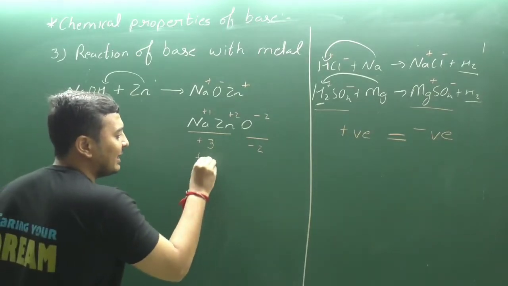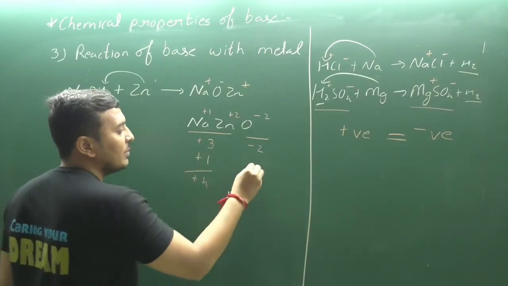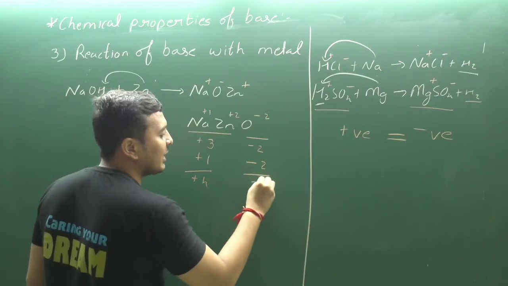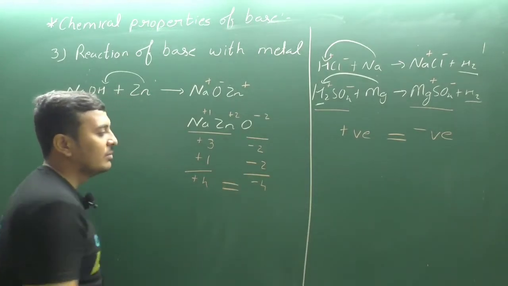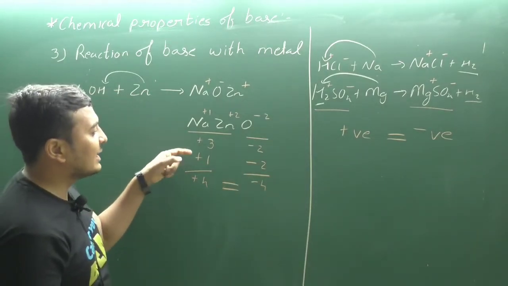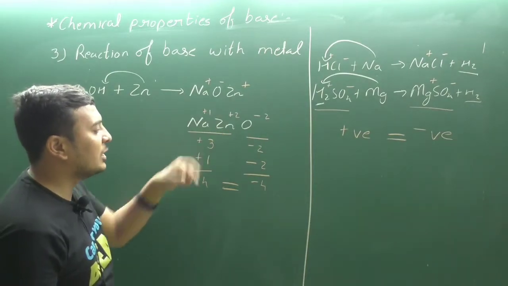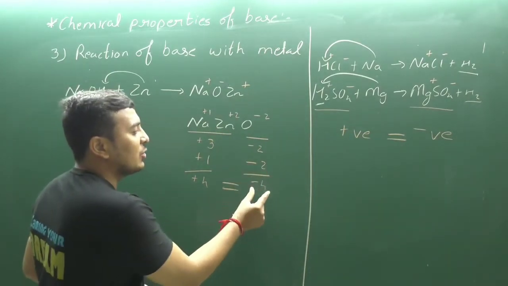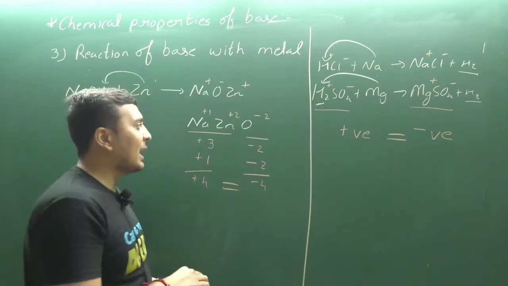So, if I add plus 1 then it equals plus 4. If I add minus 2 here, then it becomes minus 4. Now, they are equal. So, I have to add plus 1 charge on the positive side and minus 2 charge on the negative side. So, how can I do that?